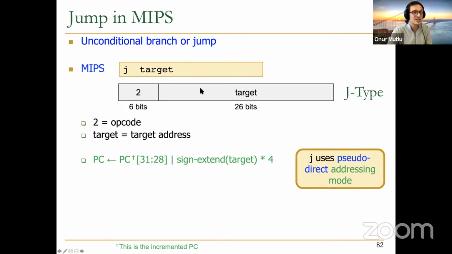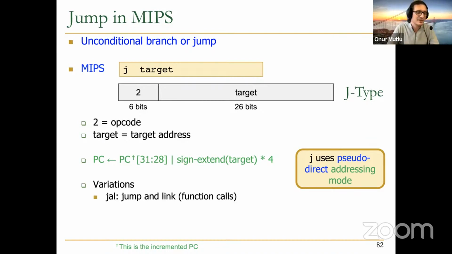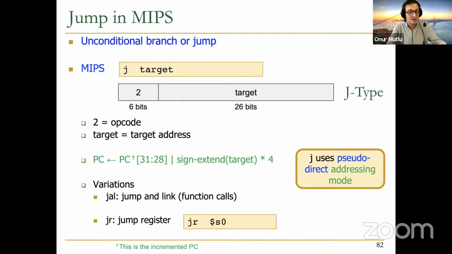The address is encoded in the instruction bits plus the program counter, right? But you don't do an addition, basically. You do a concatenation. That's very direct. So there are variations of it. Jump and link, for example, that enables function calls, and jump register.